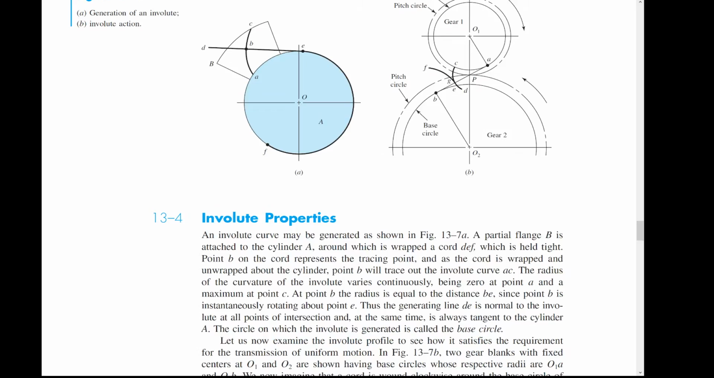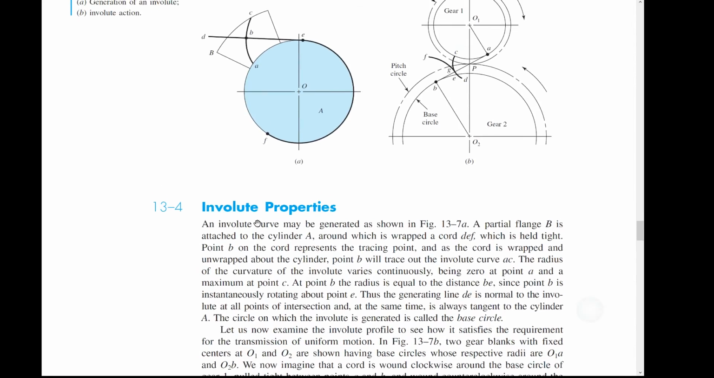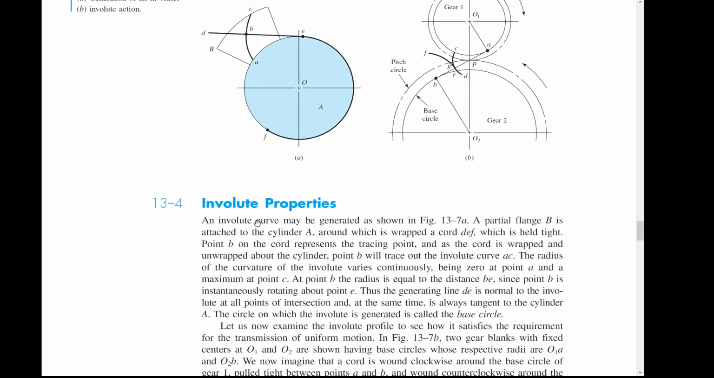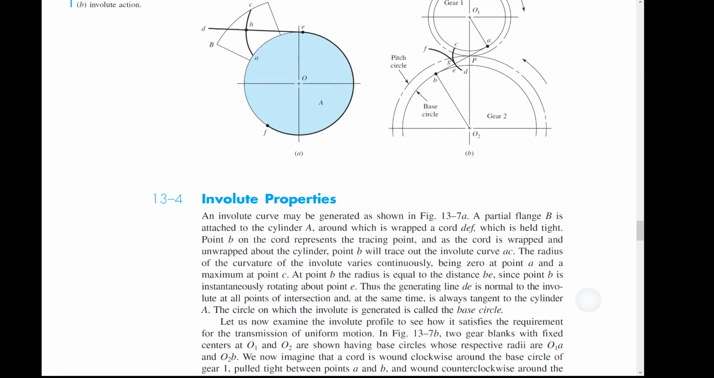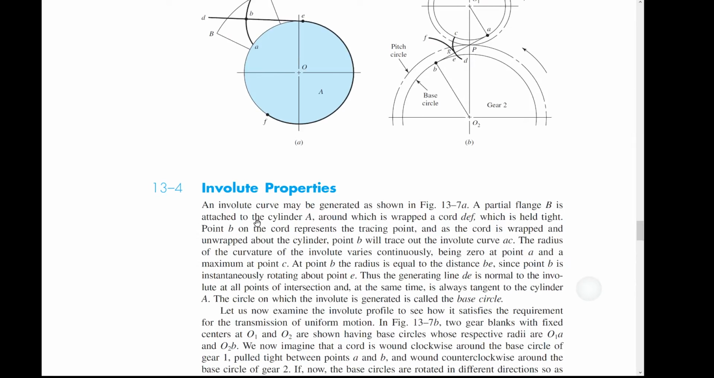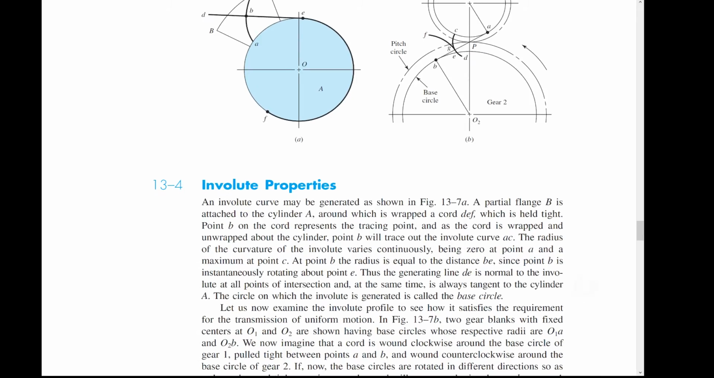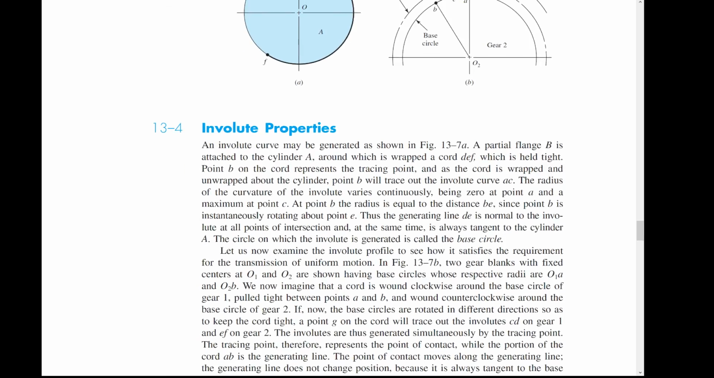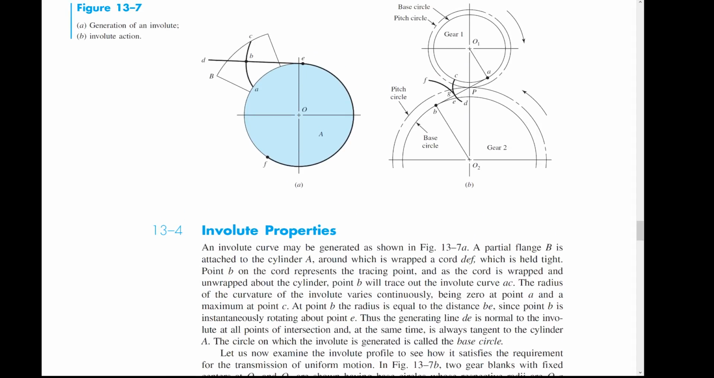Okay, I think I got it. Partial flange B is attached to cylinder A, which is wrapped around by cord DEF, which is held tight. Point B on the cord represents the tracing point. As the cord is wrapped and unwrapped around the cylinder, point B will trace out the involute curve arc. The radius of curvature of the involute varies continuously, being 0 at point A and a maximum at point C.